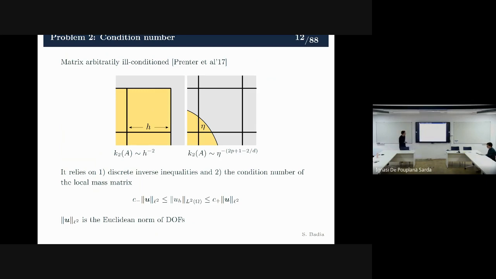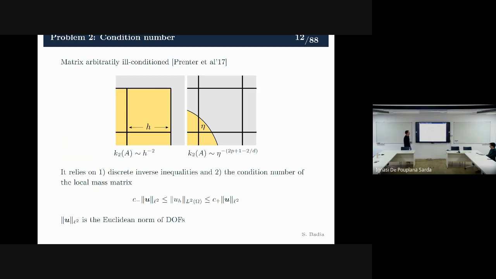Okay, so this result, as I said before, relies on an inverse inequality and some kind of a result like this, in which we say that the L2 norm of our function is bounded above and below by the Euclidean norm times h to the dimension of our set. So we need something like that, and a discrete inverse inequality, to have this kind of result. But this is not holding in the case of unfitted finite elements.